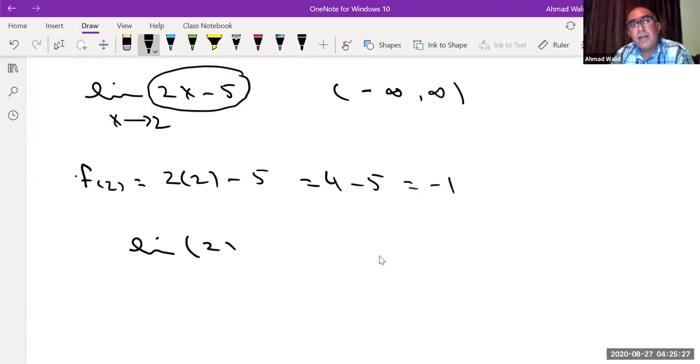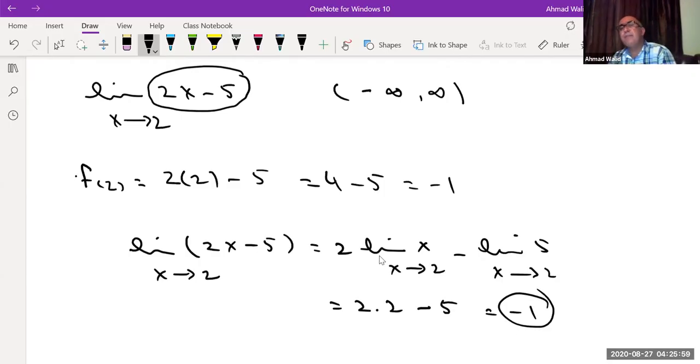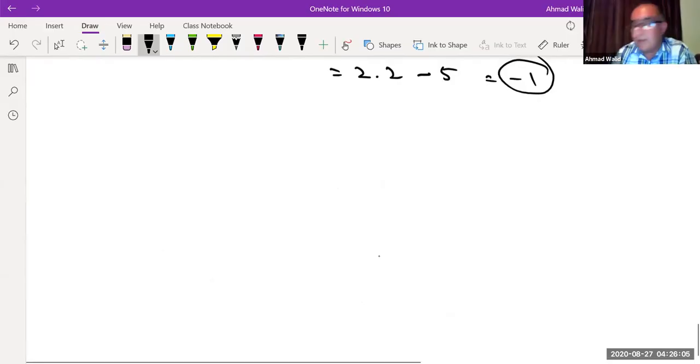The limit of 2x minus 5 as x approaching 2. If I go applying all rules, I will write 2 times the limit of x as x approaching 2 minus the limit of 5 as x approaching 2. Here, if I plug in, 2 times the limit of x approaching 2 is 2, minus the limit of 5 as x approaching 2 is 5, which gives you negative 1. See? Instead of doing all these steps, immediately look for f of 2, because 2 is in the domain of the given function. Another example.